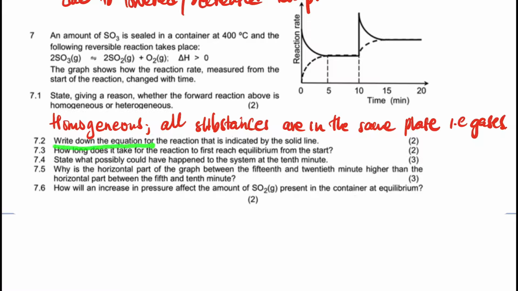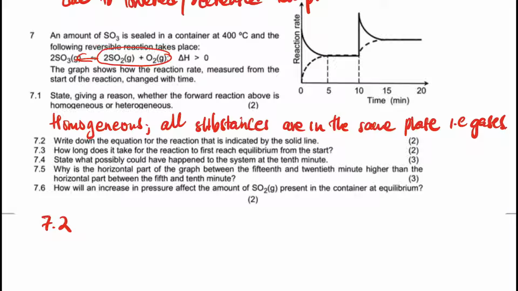7.2, write down the equation for the reaction indicated by the dotted line. This, guys, is very important. The dotted line here is the reverse, and the solid line is the forward. Now the question says write down the equation for the reaction indicated by the solid line. So the solid, guys, here is the forward. The reverse goes from the products to the reactants.